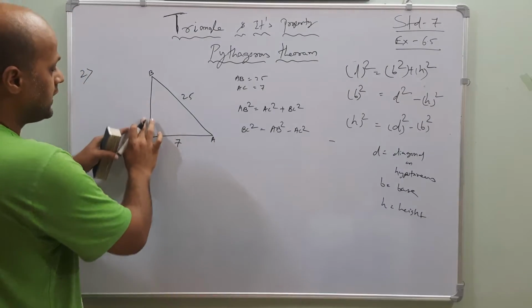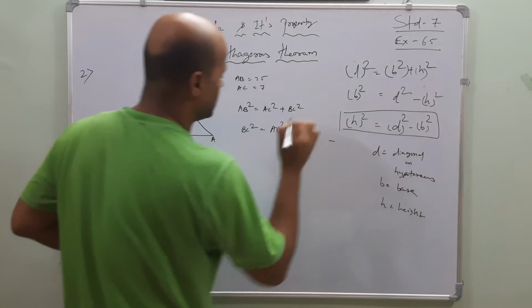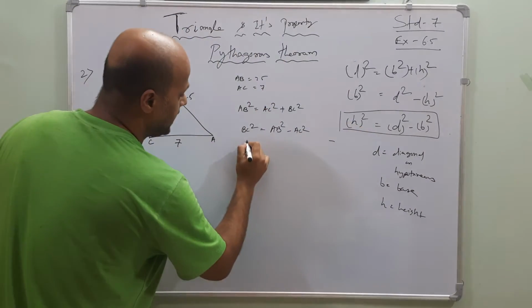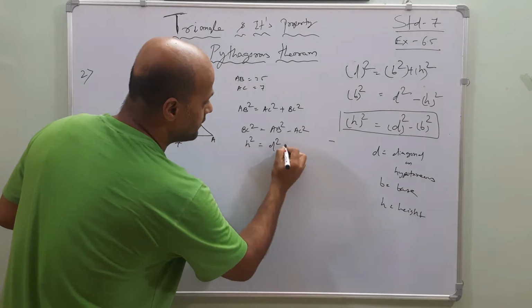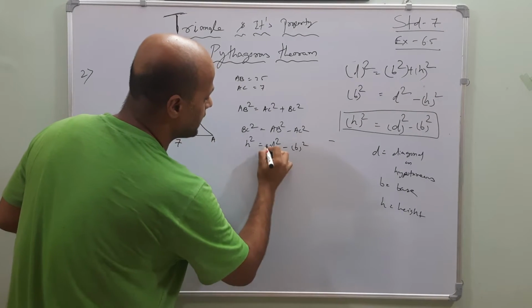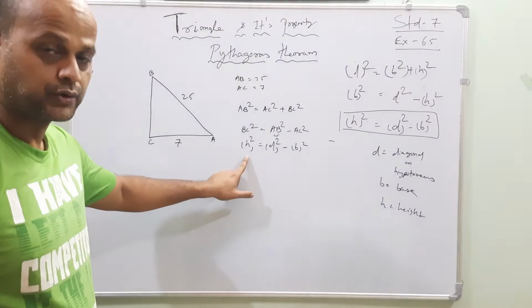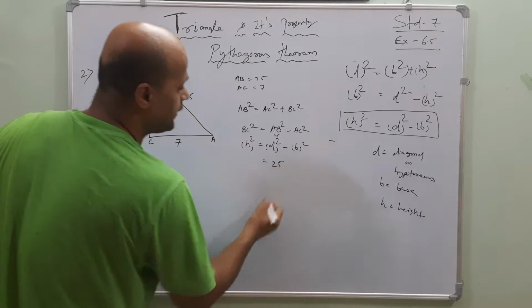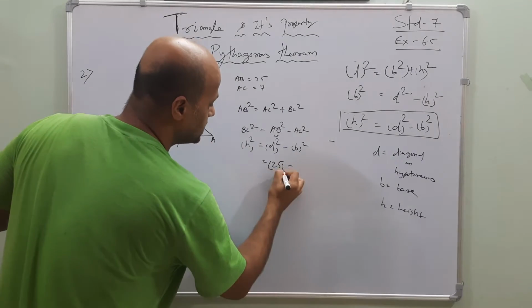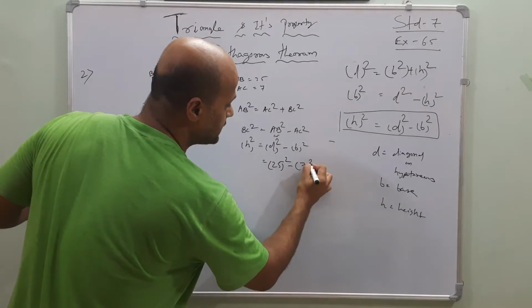When the height is not given, which formula is it? The formula is this one. Or you can write it as H square is equal to D square minus B square. Either way. Now we have to find the height. What is D? The diagonal is how much? 25. The base is how much? 7. I will write 7 square.